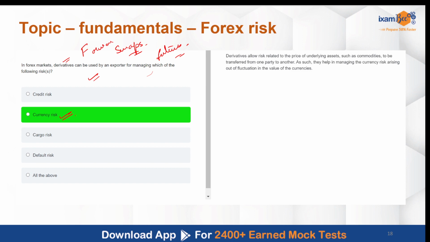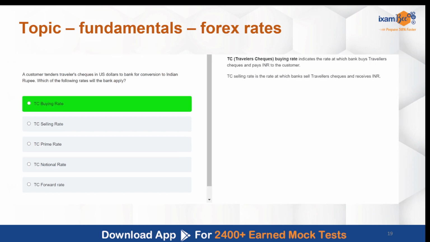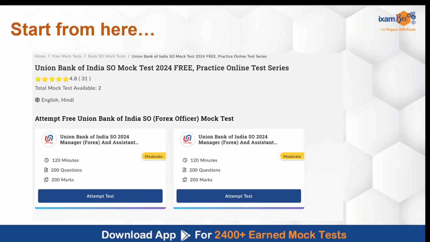Okay. Another question on the fundamentals related to forex rates that they had asked: if a customer tenders a traveler's check in US dollars to the bank for conversion to Indian rupee, which rate will be applied? Okay, so it will be the buying rate. Why? Because the bank will be buying the foreign currency from you, and because it's a traveler's check, the TC buying rate would be applied. When the bank is selling, then the selling rate is applied. And what do we mean by the TC forward rate or notional rate? We will discuss in the classes if you are preparing for this particular exam.